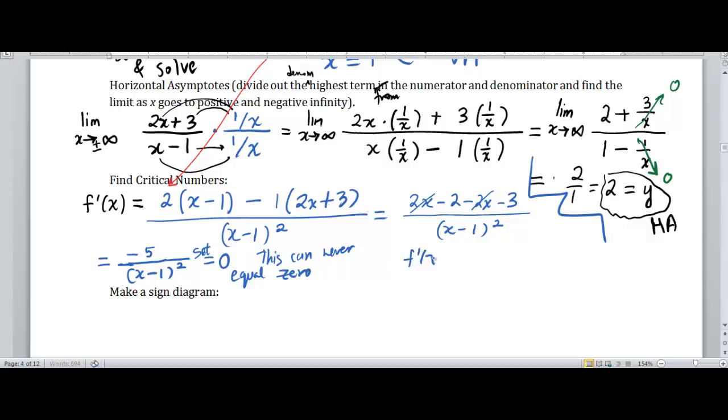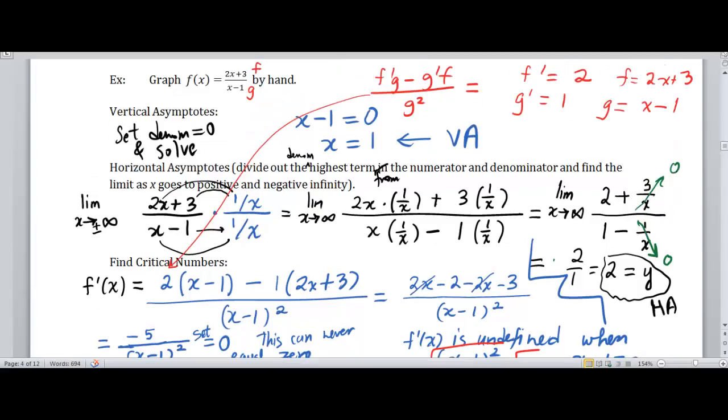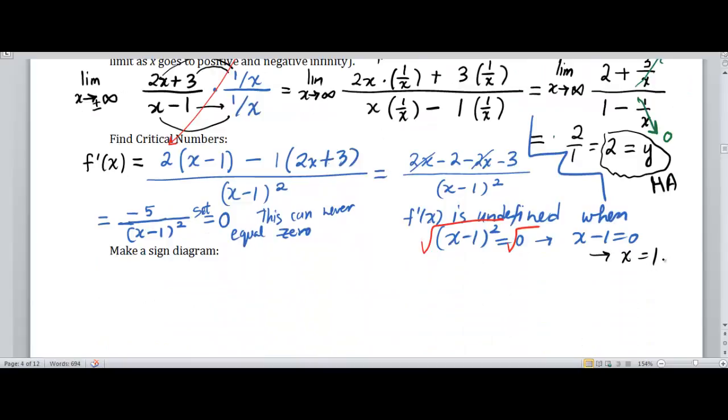So f prime of x is undefined when the denominator (x minus 1) squared equals 0. If I square root both sides, then I get x minus 1 equals 0. And then you get x equals 1. Well, we already saw x equals 1. x equals 1 is a vertical asymptote, right? So this is a critical number, but it's also a vertical asymptote. And that is our only critical number, x equals 1.